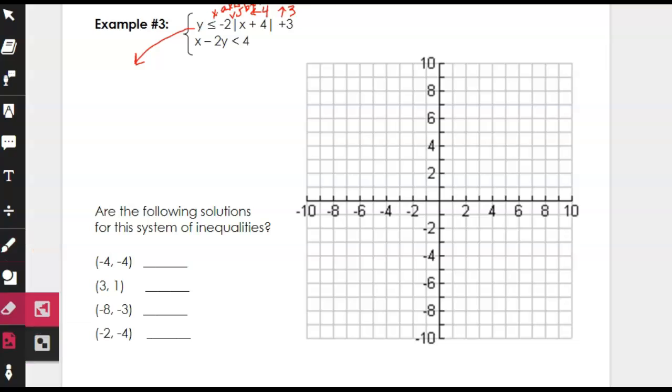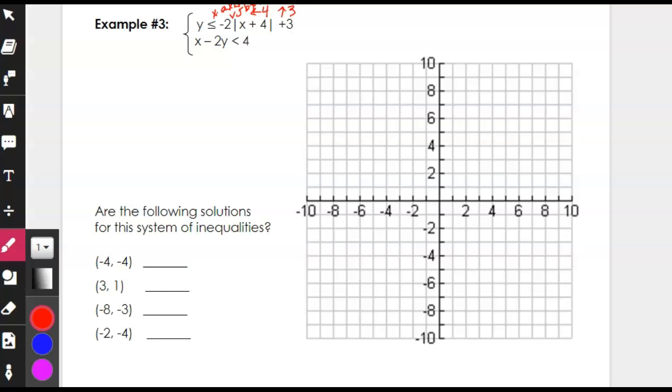Okay, so there isn't any solving going on. I shouldn't have drawn that arrow there. But we do have these transformations happening. So I'm going to start at the origin, and I'm going to move to the left 4. So that's my h change. So to the left 4.